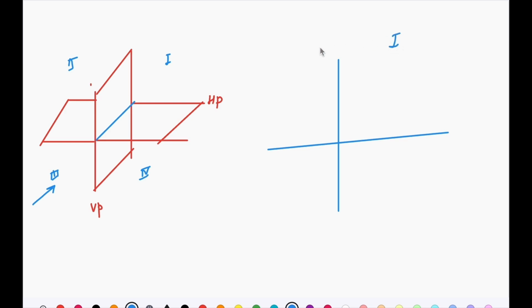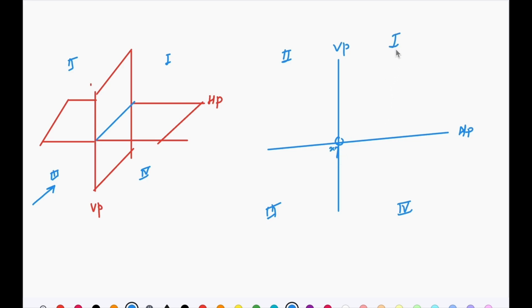So now this is the first quadrant, second quadrant, third quadrant, and fourth quadrant. This is our horizontal plane, this is the vertical plane, and the intersection of those two is going to be considered as the xy line.